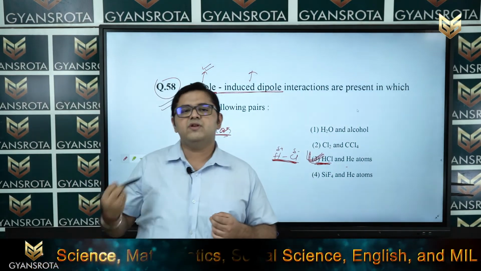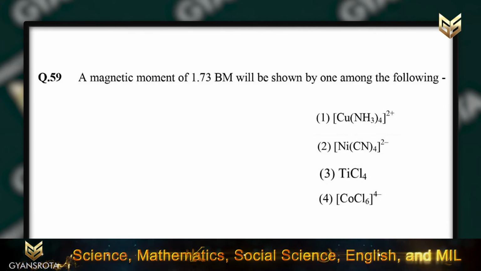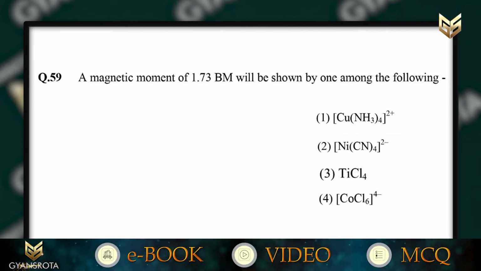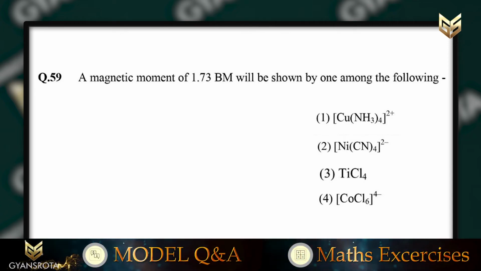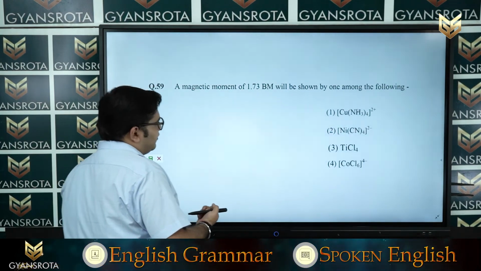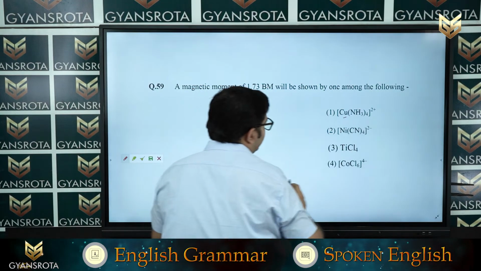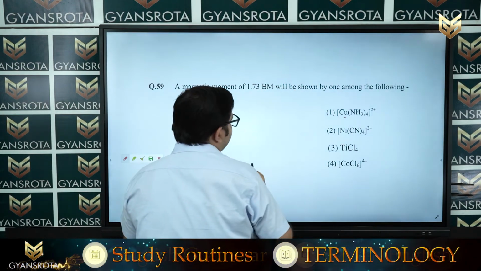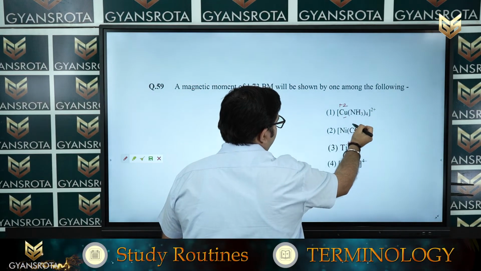So now we are moving to another question, that is question number 59. Question number 59 is on your screen. A magnetic moment of 1.73 Bohr magneton will be shown by one among the following. So now we are moving to the solution part. For that we first have to find out the oxidation state of the d block elements. Like see, the first one is copper, which is plus 2, and for this one cyanide has minus 1.